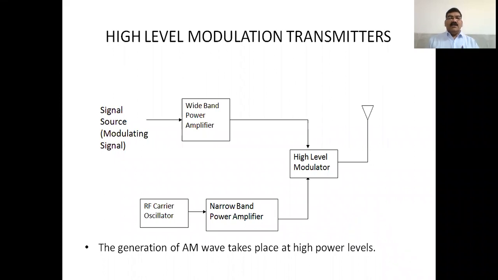Again, we will go over the short block diagram, then the detailed block diagram. This is the modulating signal. This is the wideband power amplifier, and this is the RF carrier oscillator, then the narrow band power amplifier, and the high level modulator. The only thing is that the modulator itself is the high level power modulator.